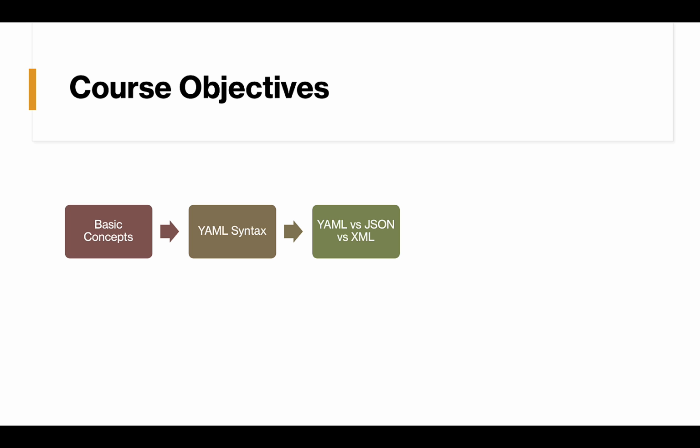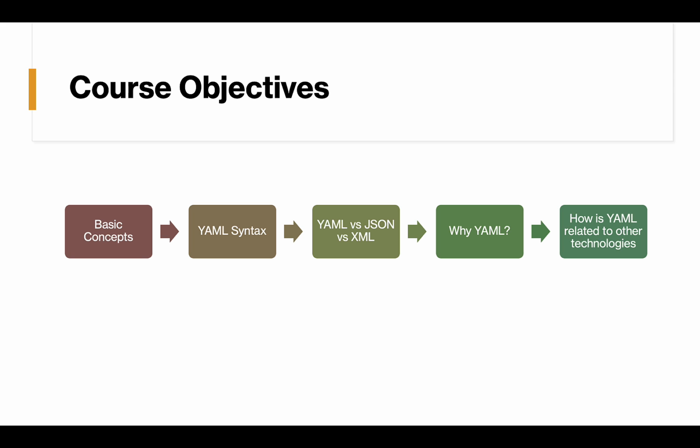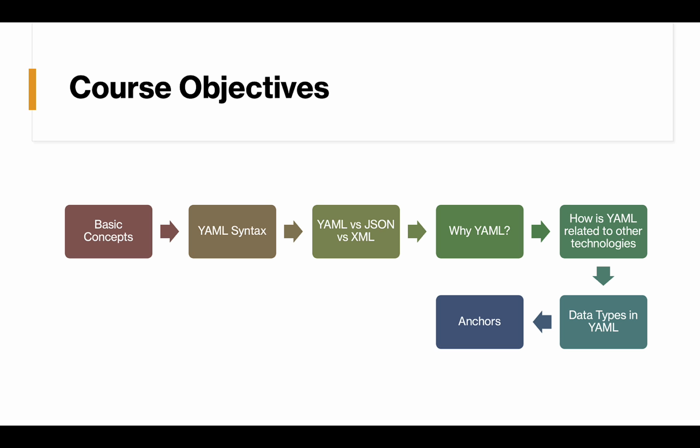The following topics will be covered: basic concepts and syntax of YAML, YAML versus JSON and XML, and why you should use YAML. How is YAML related to other technologies? Understanding the structure of a YAML document. List of common standard data types supported by YAML. Using simple structures in YAML documents, such as a list and a key value pair, or mapping. How to use anchors in a YAML document.